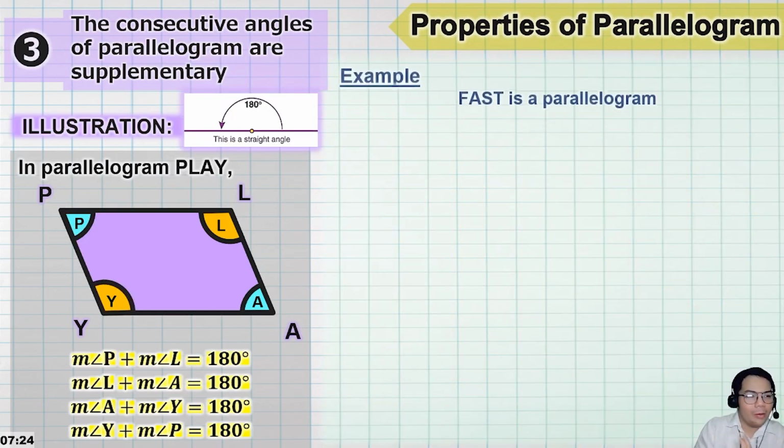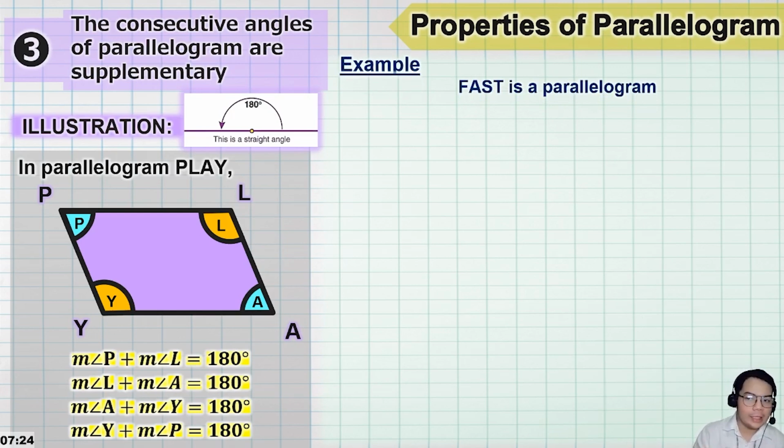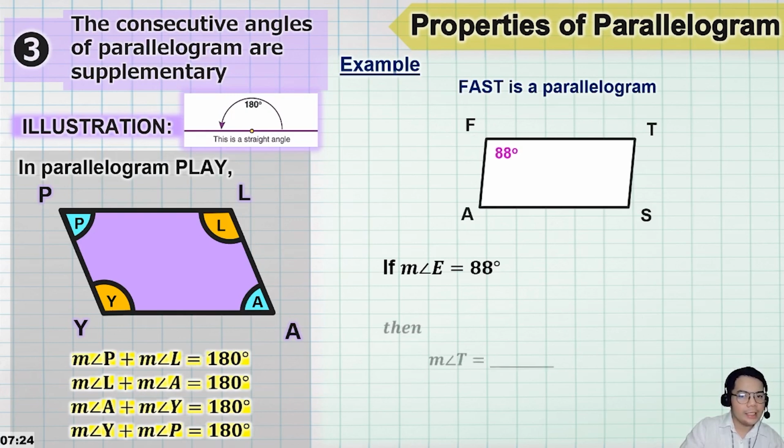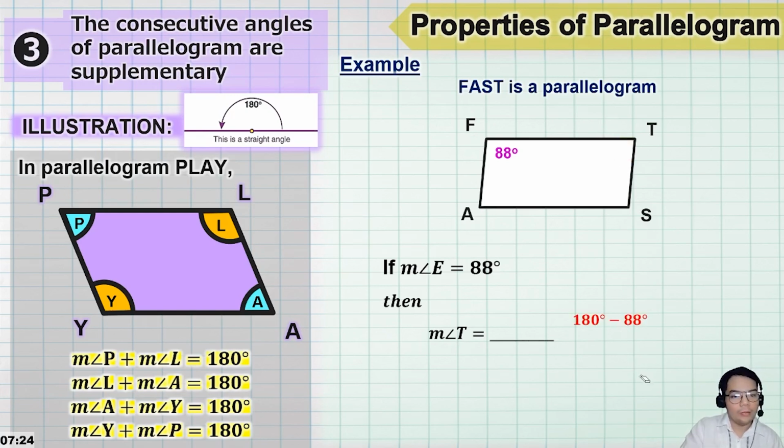Now, for us to somehow apply and easily understand how to apply this given property, let's have parallelogram FAST as our given. So, ito yon. Ayan, FAST. Okay, so on this first, if the measurement of angle E is equal to 88 degrees, now, class, what do you think is the measurement of angle T? Ano kaya yung measurement nito? If you subtract 88 degrees from 180, you will get 92 degrees. That means this property, supplementary para sa consecutive angles, ay na-apply.